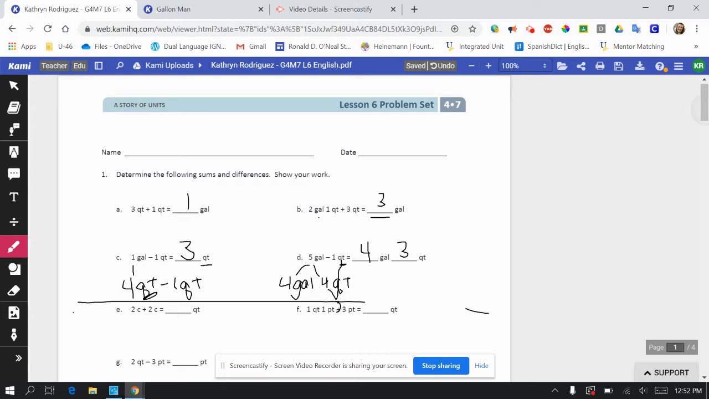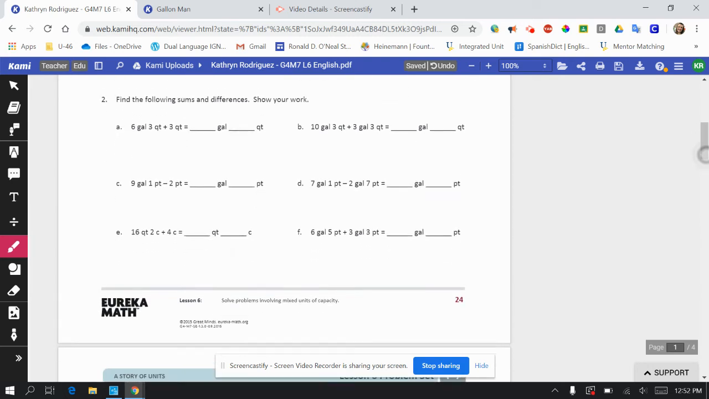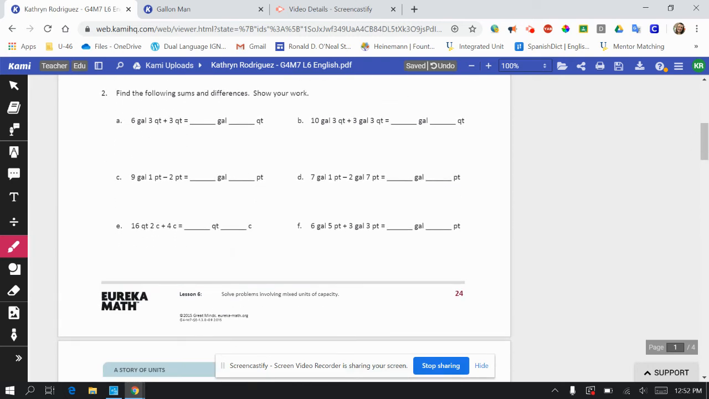Alrighty, ready for number 2. Here we go. In number 2, we're going to do 3 examples. Letter A, 6 gallons, 3 quarts plus 3 quarts. So I'm going to add the 2 together that are the same, quarts. So now I have 6 gallons and 6 quarts.